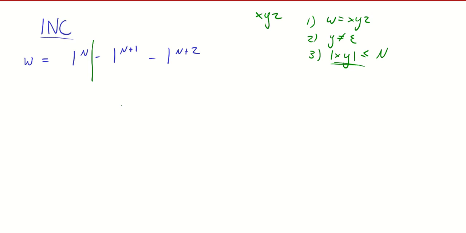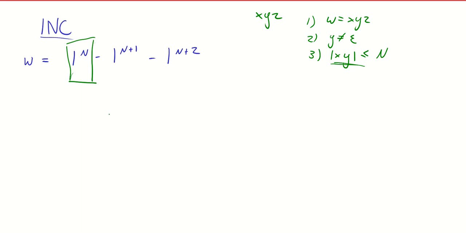And it turns out that I can actually just say, well, my y has to be non-empty, and my y can only be found in this group of ones.